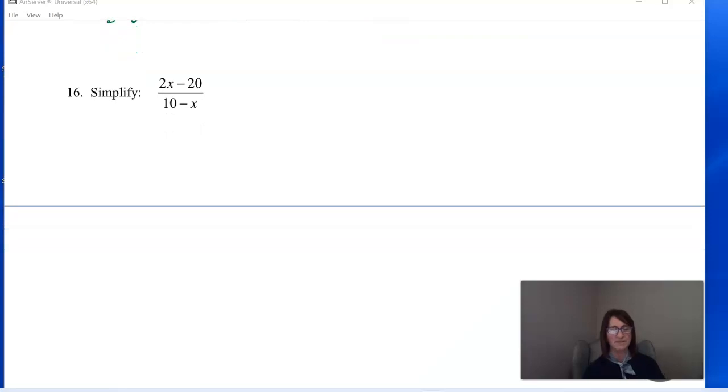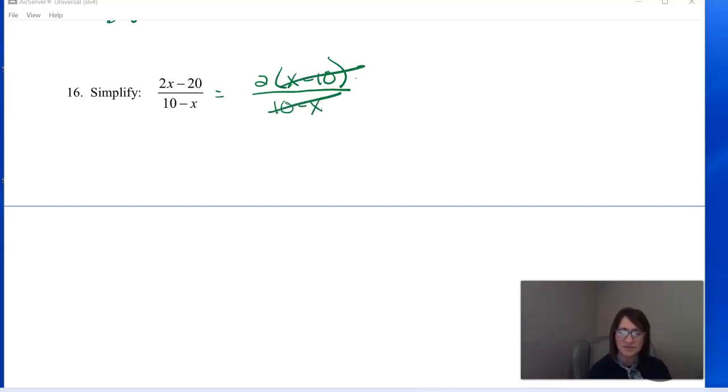Last example. I'm going to take out a greatest common factor of 2 from the numerator, and we get 2 times x minus 10. In the denominator, we have 10 minus x. These two reduce to negative 1, so then my reduced rational expression is negative 2.